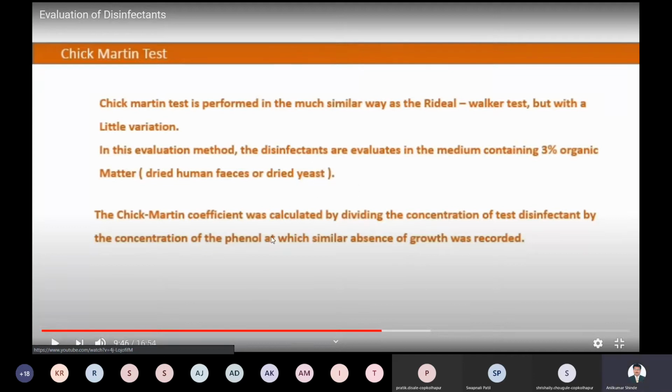So the Chick-Martin coefficient will be calculated by dividing the concentration of the test disinfectant by the concentration of the phenol, at which a similar absence of growth is seen. Right, at 5% concentration there is no growth, so by comparing the test and the phenol you can calculate the Chick-Martin coefficient. Okay.